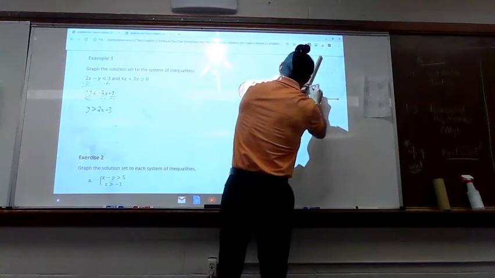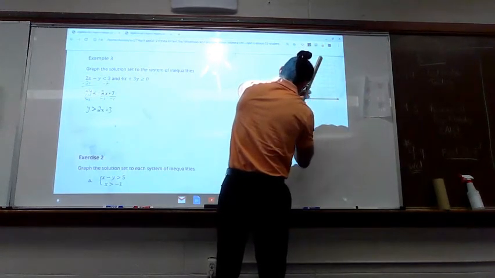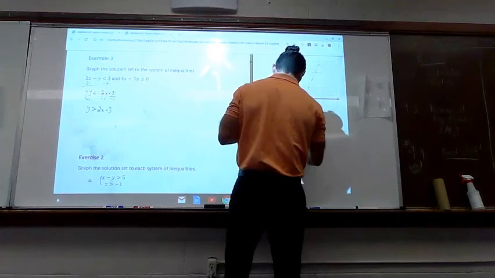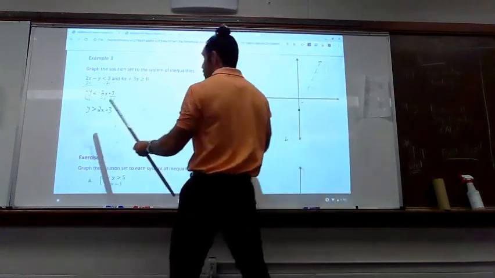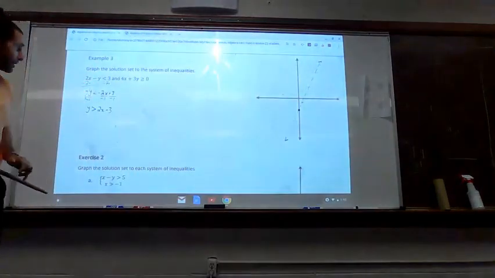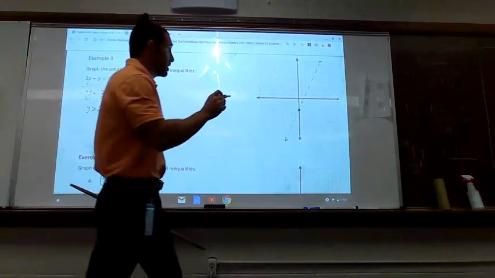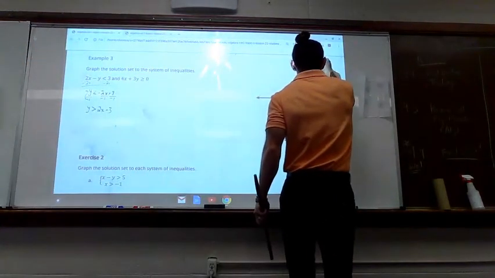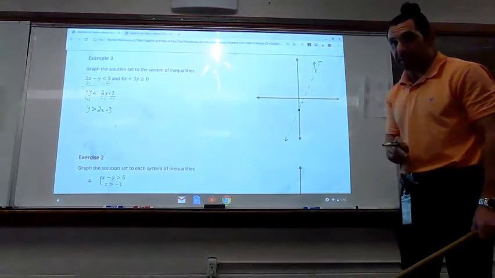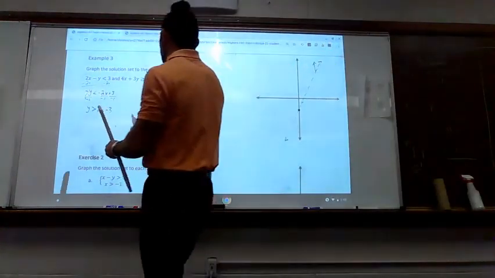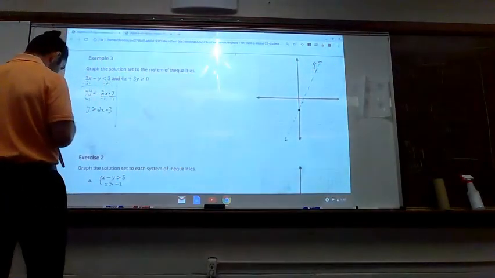I'm making a dashed line. Why are you making a dashed line, Mr. H? Because it's just greater than. I'm not going to shade yet. All I'm going to do is put a big arrow going above it. And I'll explain why in a second. Let's get this one. So here's that. Let's change colors.